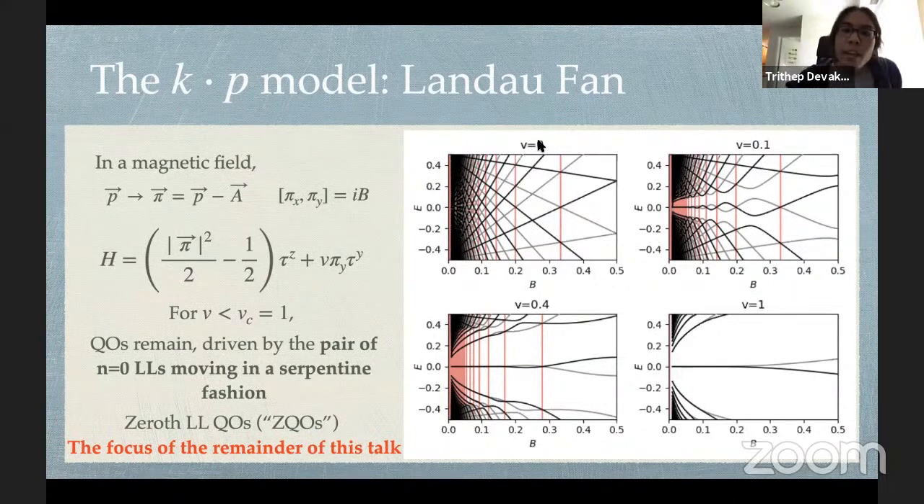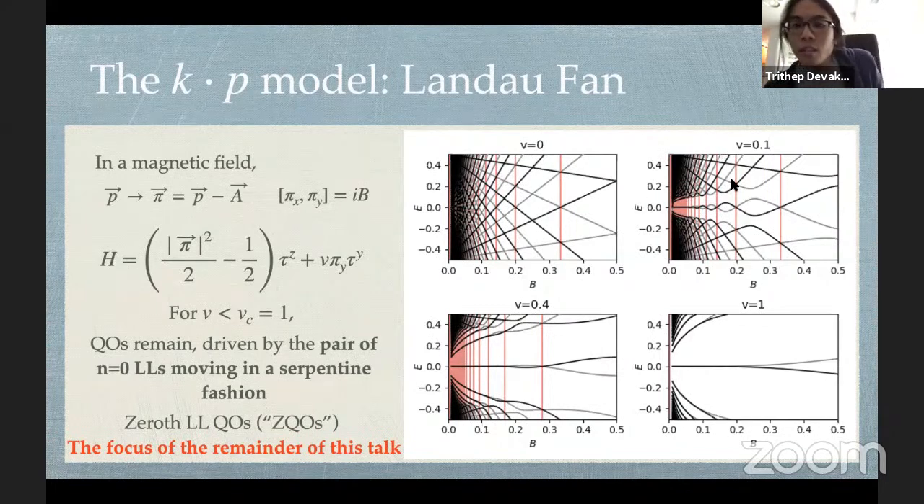So for now, ignore the vertical red lines. At v equals 0, you have, coming down from the top, the Landau fan from the hole band, but we also have an electron band, and those give rise to these states that are coming from the bottom. And so you have a whole bunch of states crossing the Fermi energy. You have a bunch of oscillations anytime something crosses the Fermi energy.